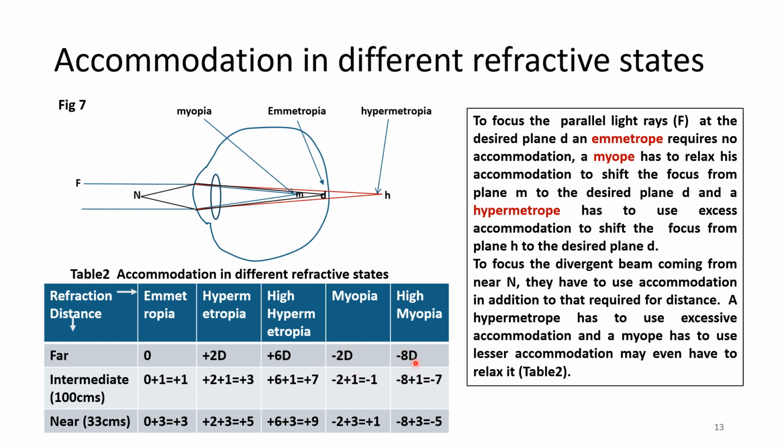For intermediate distance of 100 centimeters and for near working distance of 33 centimeters, they require an addition of +1 and +3 diopters of accommodation. So a hypermetrope would require a +5 or +9 of accommodation, where an emmetrope requires +3, and a myope would require a +1 of accommodation, or may even have to relax his accommodation.